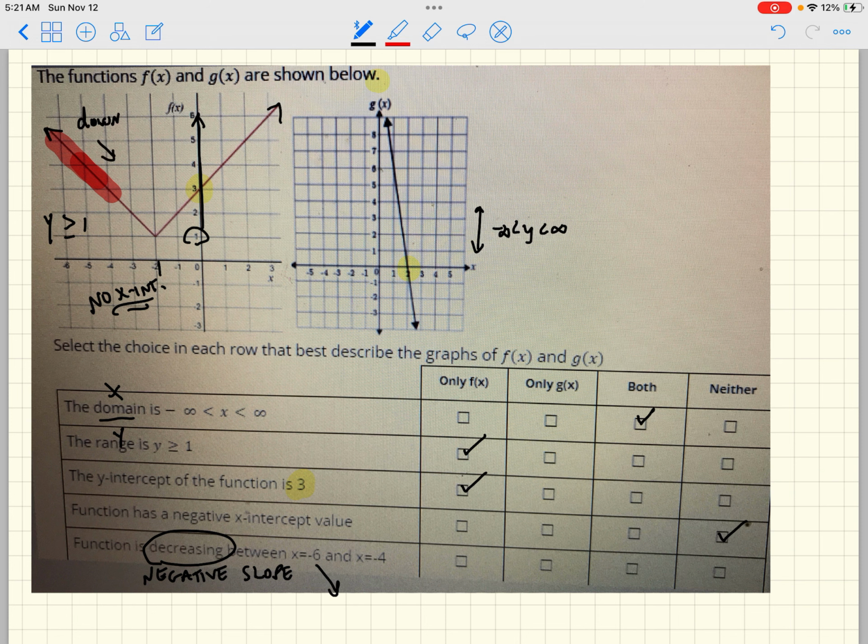See, it's going down. And over here, negative 6 to negative 4 would be off the charts, but this whole graph is always going down. So in this case, they're both going to have a negative slope during that region.